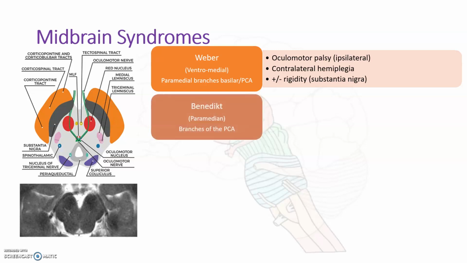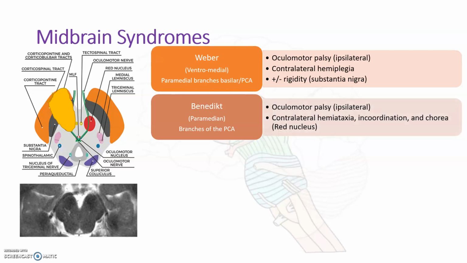Secondly, we have Benedict, or the paramedian syndrome. The area of infarction is shown in yellow, so dorsal and paramedian, and this can occur because of obstruction of branches of the posterior communicating artery. You get oculomotor palsy and contralateral hemiataxia, incoordination, and chorea, partly because of the involvement of the red nucleus and partly because of involvement of some of the long tracts involving position sense and motor function.